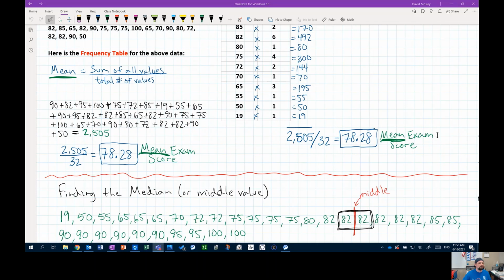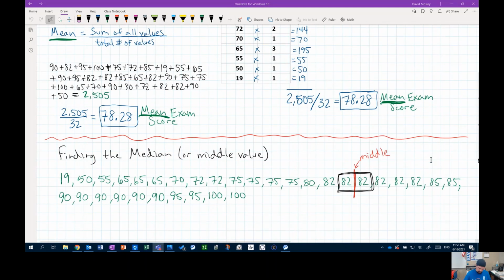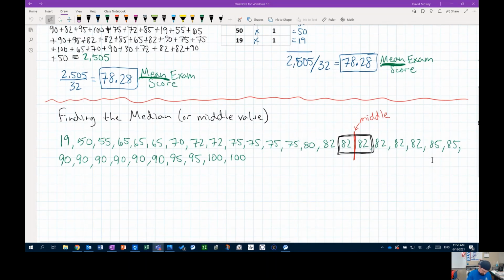All right, so in this case, the median is 82. It is the value between the 16th and 17th number, which in this case works out to be 82.